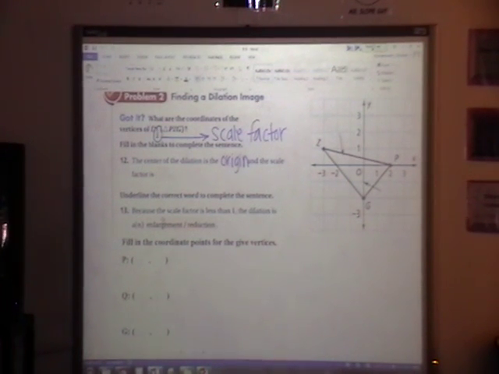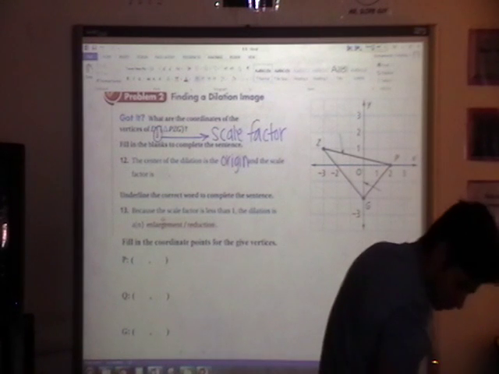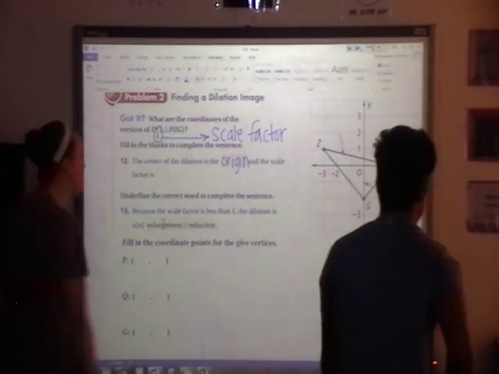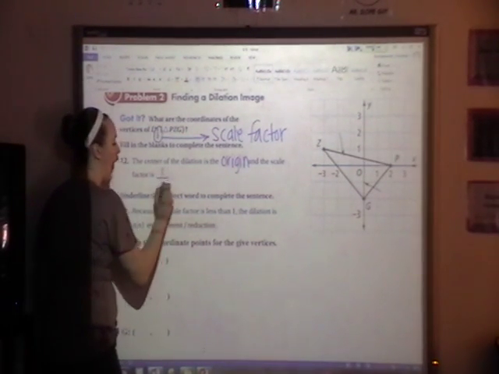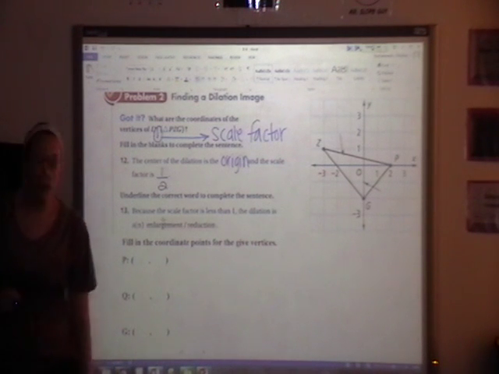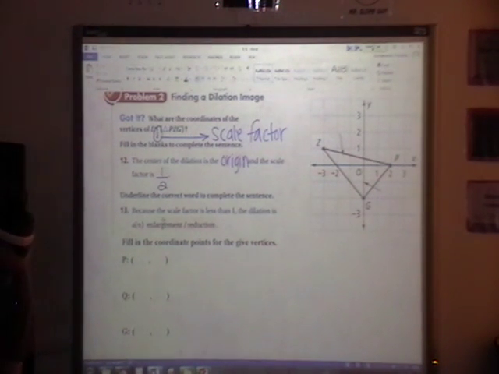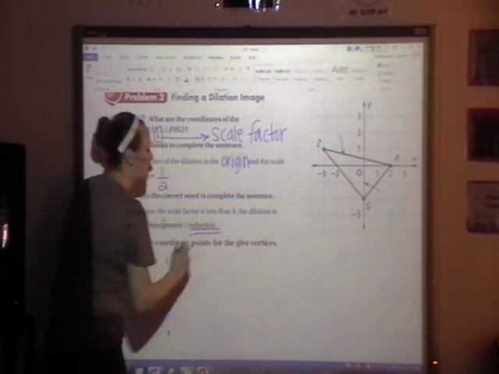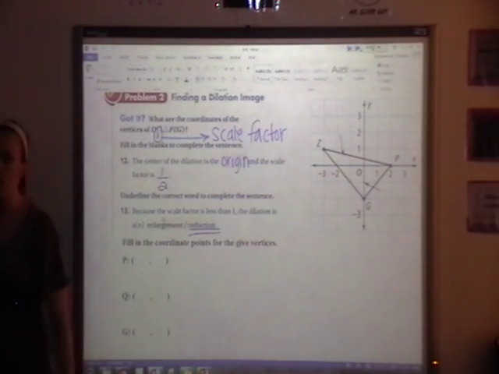So the center of dilation is the origin, and the scale factor is 1/2. And going back to what you said, Amanda, what are we going to have? An enlargement or a reduction? We're going to have a reduction. Since it is less than 1, the dilation is going to be a reduction.